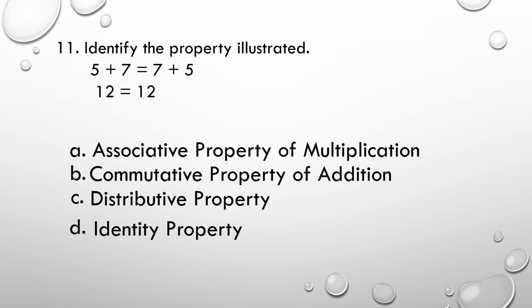Next here, identify the property illustrated. Look at this one. 5 plus 7 is equal to 7 plus 5. So again, we change the order but it doesn't affect the equality. And this is what we call commutative property of addition. The answer here is letter B.